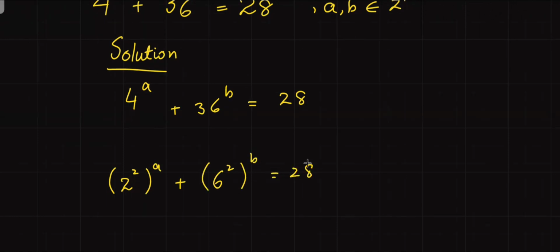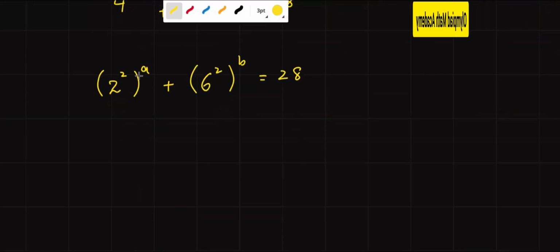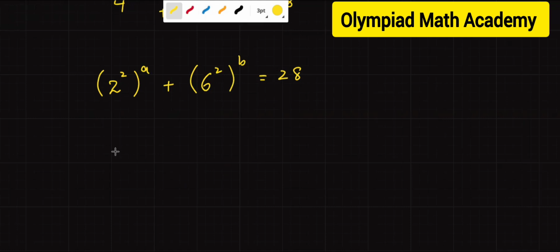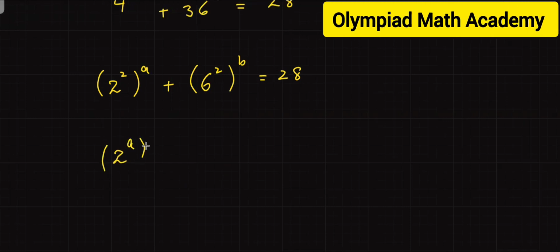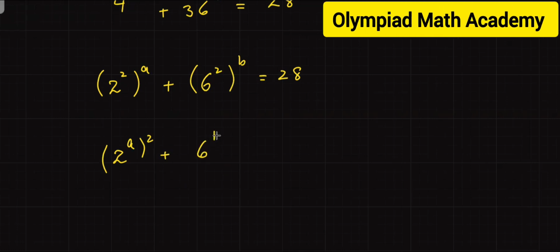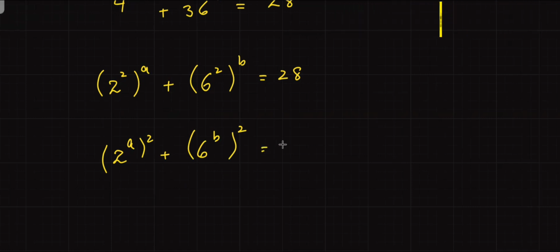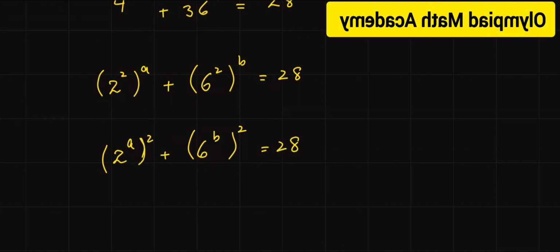Equals to 28. The next step is we can also exchange the 2 and a with each other, as it will give the same answer. So it should be like 2 power a, and it will become a whole square, plus 6 power b, and it's a whole square, that equals to 28. Now further solve the question.